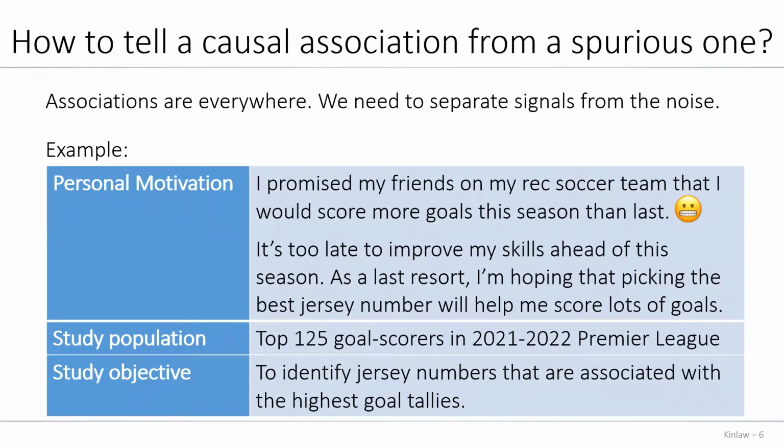We're going to start out with a fun little example of how to tell a causal association from a spurious one. Here's the setup, which is rooted in the fact that I love soccer. I love playing and coaching it, so I promised my friends on my soccer team that I would score more goals this year. I'm only so good at soccer, and it's too late to improve my skills very much, but I have a hunch that if I pick the right jersey number, it might help me score a lot. To investigate this question, I found data from the top 125 goal scorers in last season's English Premier League. I wanted to find out what jersey numbers would give me the best chance to score a lot of goals.